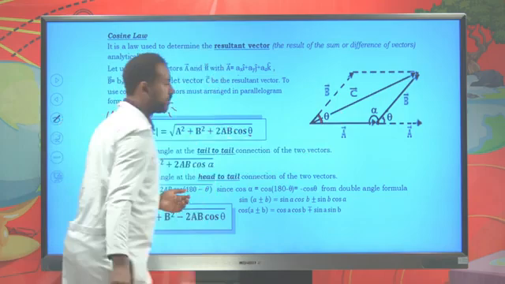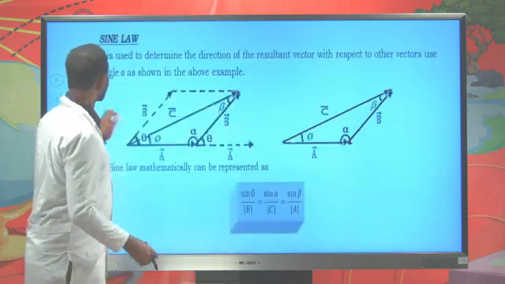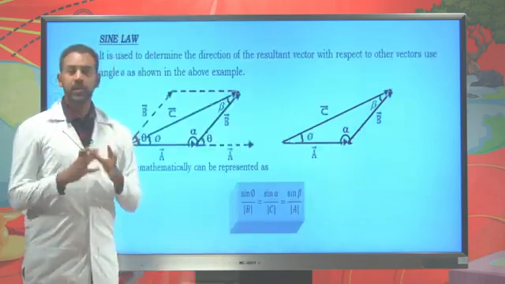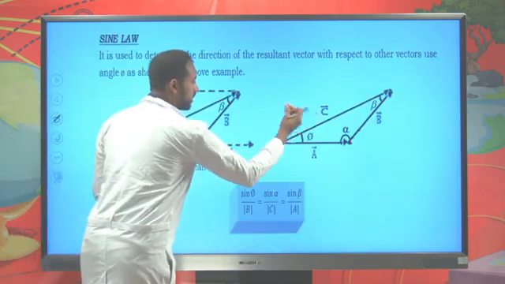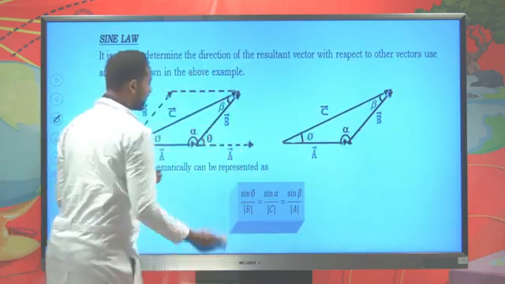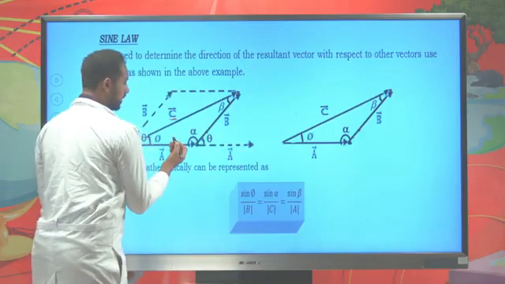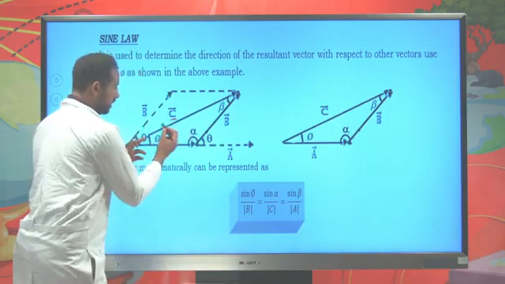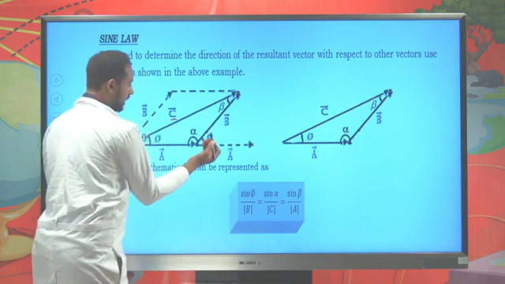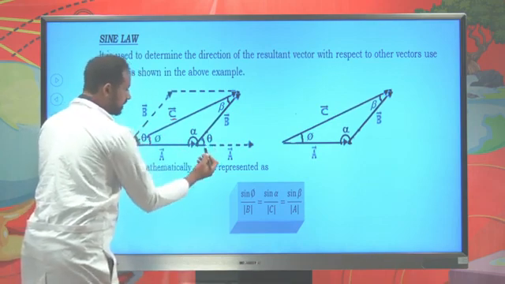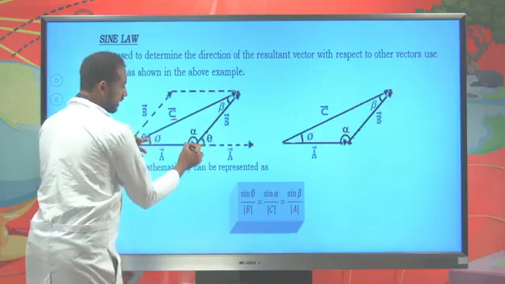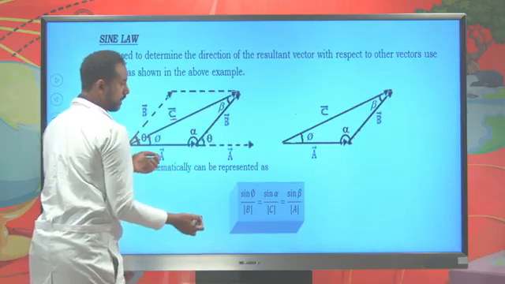The angle can be determined using sine law. Here you do have a sine law. Sine law is very helpful to determine the direction of the resultant vector. Suppose here the resultant vector is C. And how do you determine the angle of this resultant? It's possible to determine it from the x-axis or from vector A or from vector B. Let's say that this is alpha and this is beta.